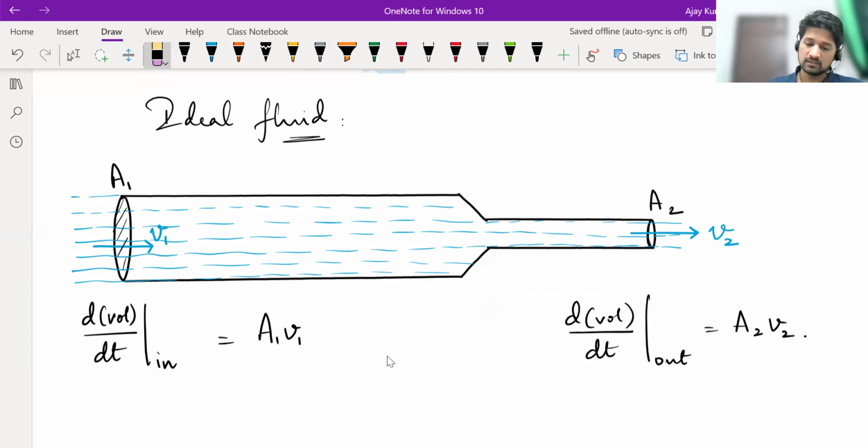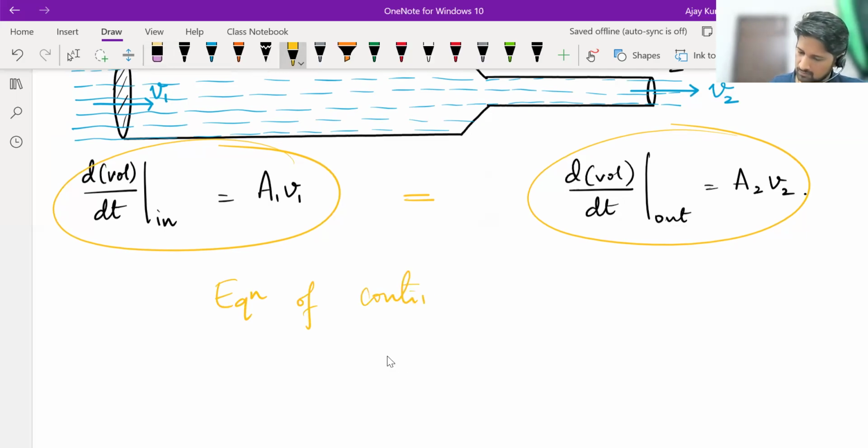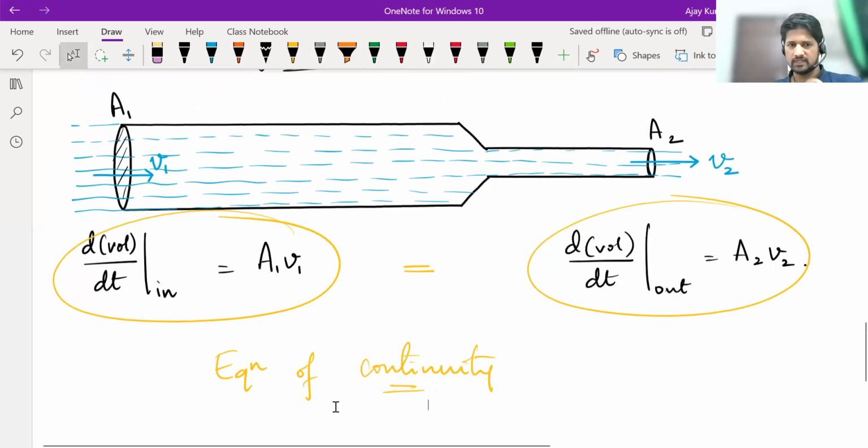That means rate of inflow must be equal to rate of outflow if the fluid is incompressible. This condition is called the equation of continuity. Obviously, this is applicable only to ideal fluids. In a real fluid, how to deal with it, you learn in engineering, not now. So if there is one inlet and one outlet, like what you see on screen here, then A1 V1 equal to A2 V2 will be the equation of continuity. Inflow is equal to outflow basically.